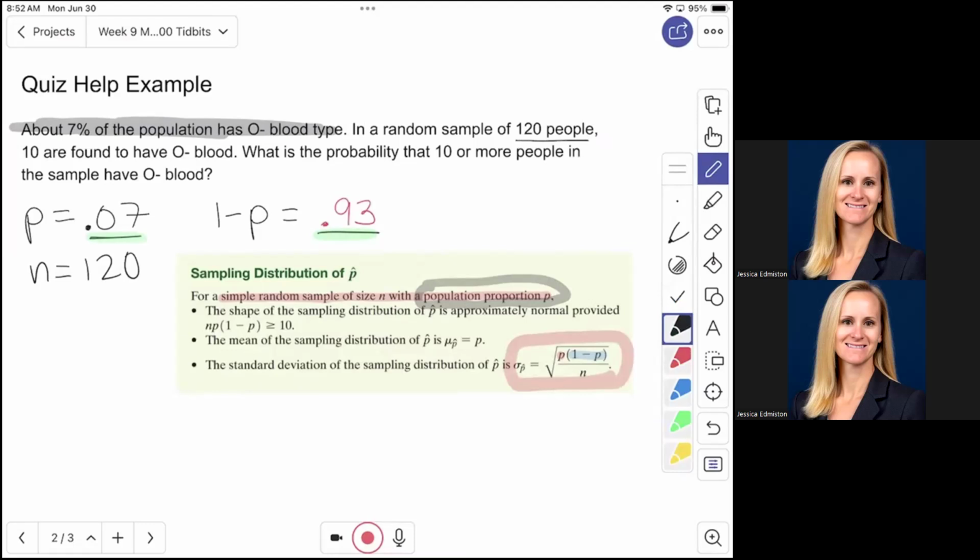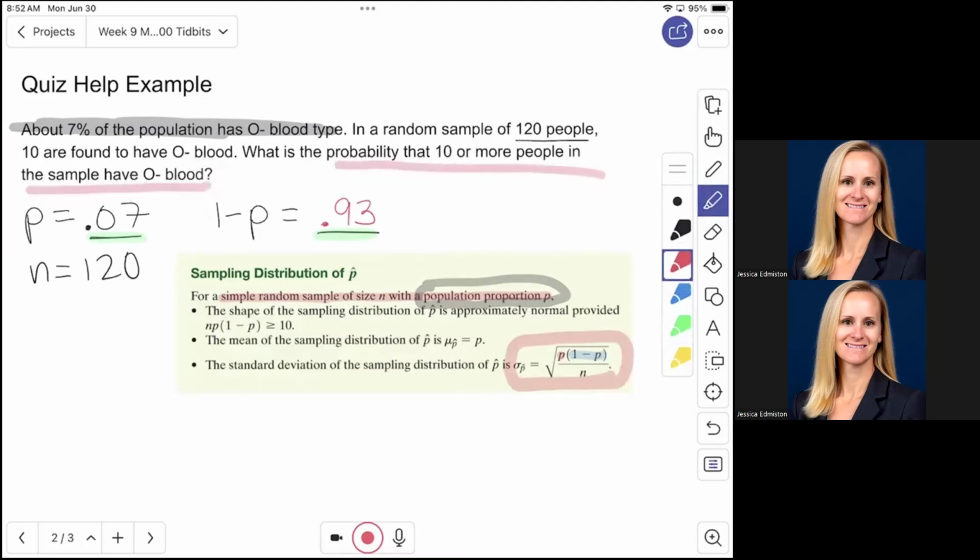And then the other thing I wanted to point out is that we are trying to find the probability that 10 or more people in the sample have O negative blood. We know that about 7% of the population has O negative blood. So what's the probability that 10 or more people in this sample will have O negative blood? We need to think about how we would find that.